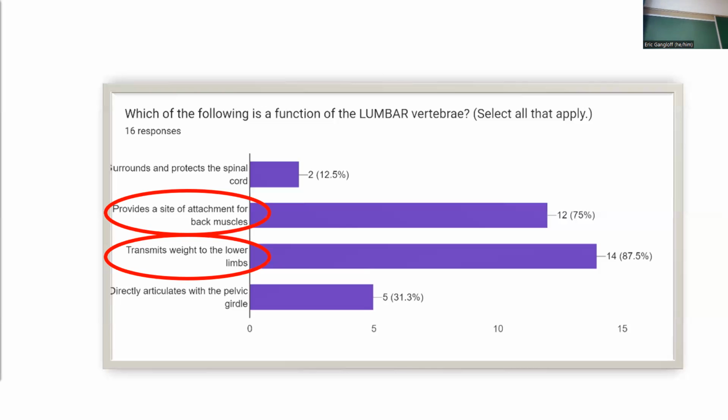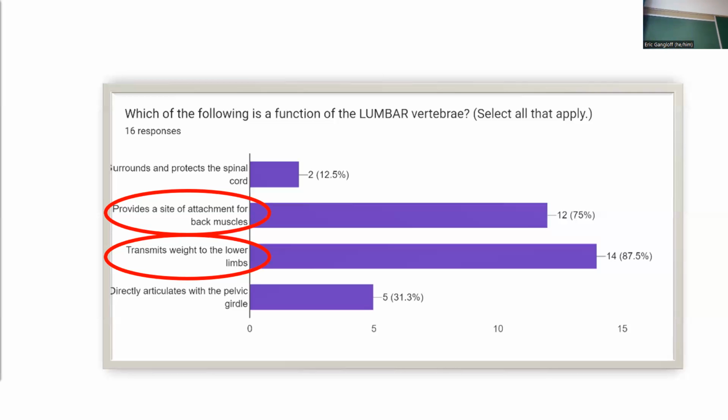Most of you got this one, transmits weight to the lower limb. So all of that weight transmits down your spine to the pelvic girdle. What's important to note, it does not articulate with the pelvic girdle. Your lumbar vertebrae articulate with the sacrum, which articulates with the pelvic girdle. So the lumbar vertebrae do not directly articulate with the lower limbs. Rather, they articulate with the sacrum.